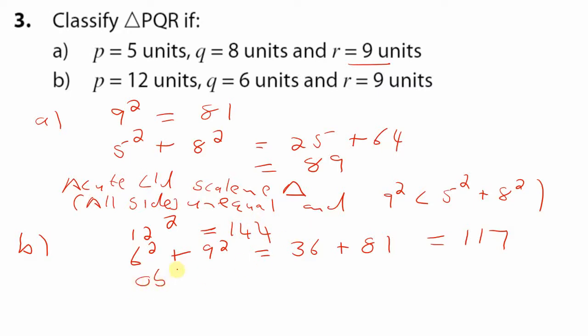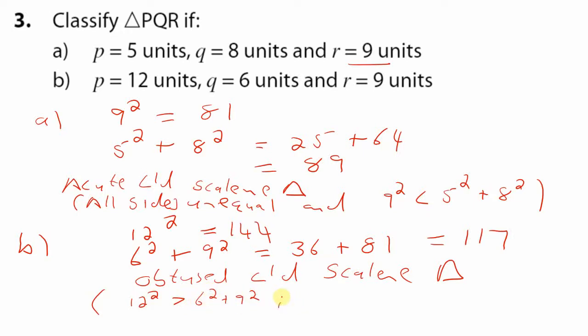So it's an obtuse angled, all the sides different lengths, scalene therefore triangle. So the reasoning, obtuse because 12 squared greater than 6 squared plus 9 squared, and all sides unequal. That's why it's scalene.